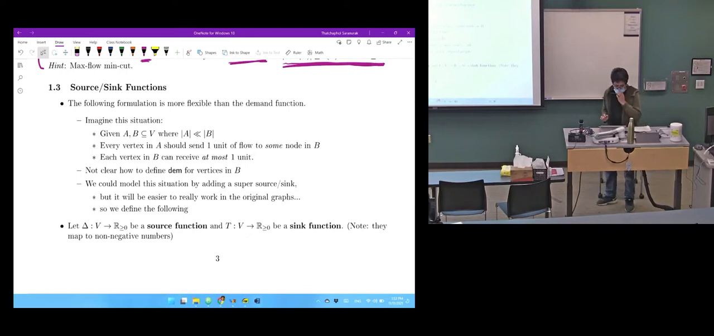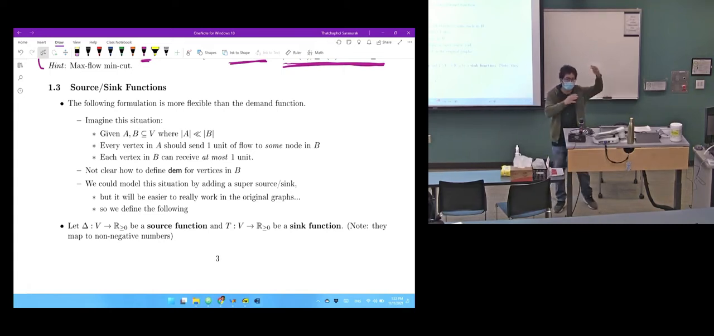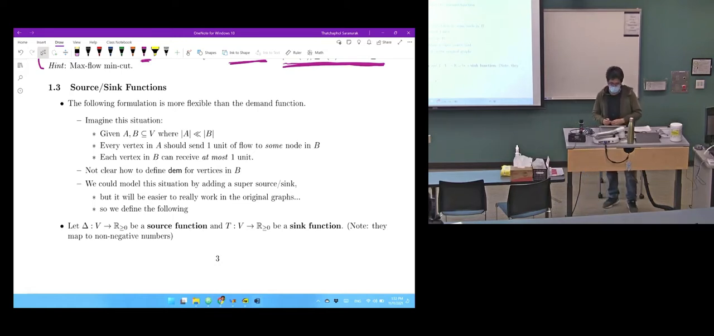So that makes sense, but basically the demand function allows you to talk about the case when the demand is not just at S and T, but you have a general demand, where some nodes have a demand and some nodes have a negative demand, and so on. It's more general than an ST demand. But this is not as flexible as we want, actually. This is why I need a more flexible formulation.